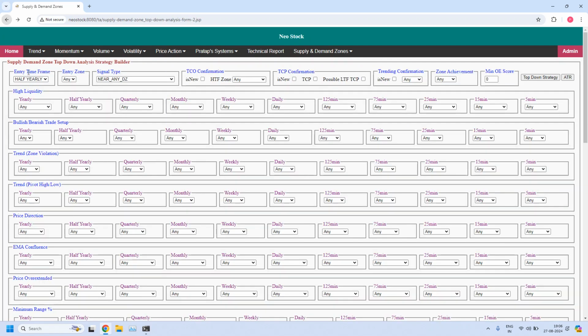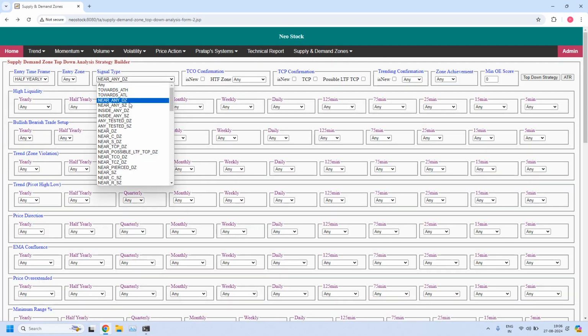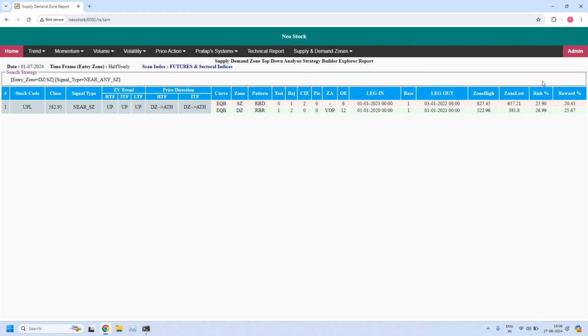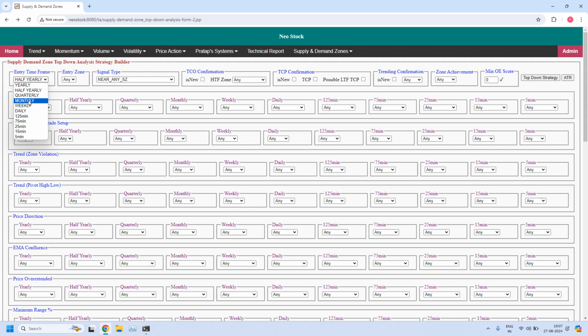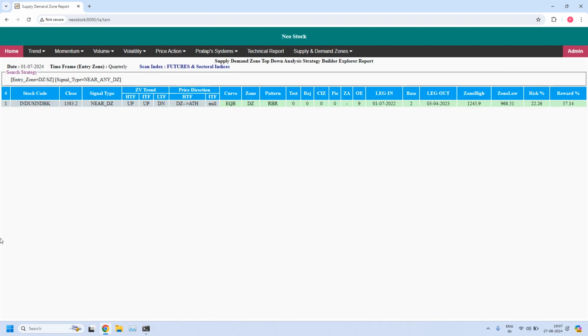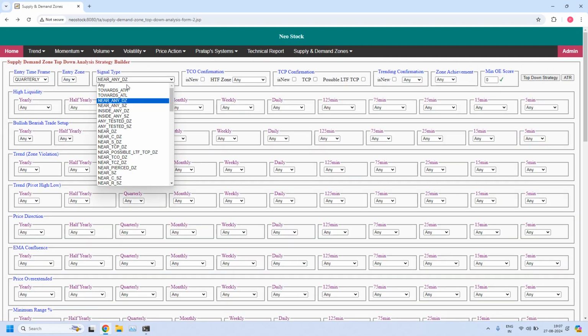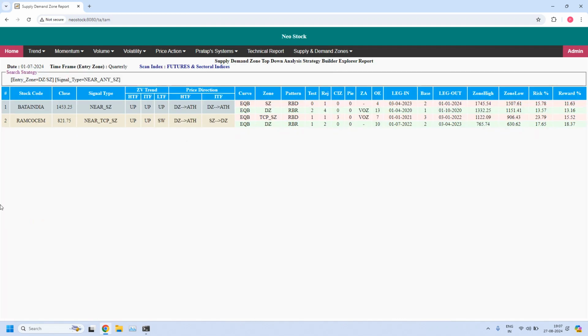Okay, in the next report for half yearly time frame, let us find the stocks near half yearly supply zone. One stock is filtered near to the half yearly supply zone. Next time frame is quarterly. Let us find the stocks near quarterly demand zone. One stock is filtered. Next quarterly time frame, let us find the stocks near quarterly supply zone. Two stocks are filtered.